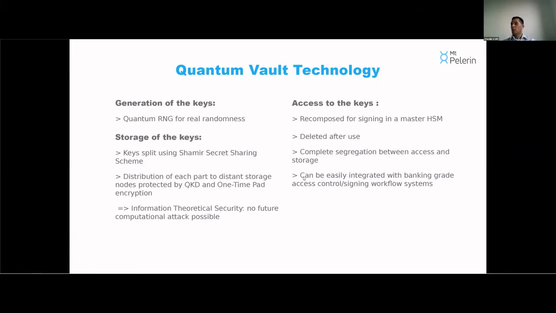And one of the things that we wanted is that it can be easily integrated with banking grade access control. So basically, on top of it, of course, you have solved the storage part, but you still have the workflow part. You will not have the same workflow if you want to sign a $1,000 transaction, and if you want to sign a transaction that is worth multi-million dollars. That's what banks already have. They have some kind of systems, so we want it to be designed in this way.